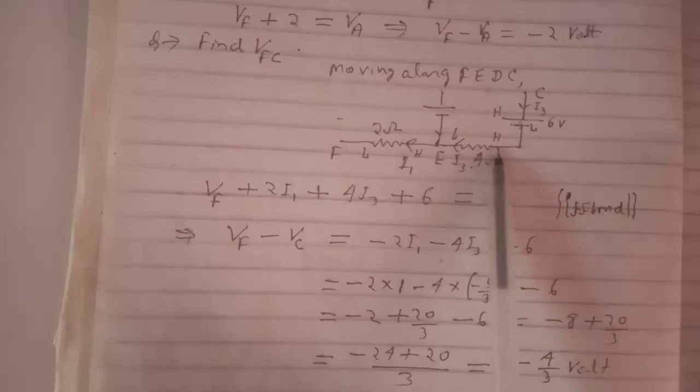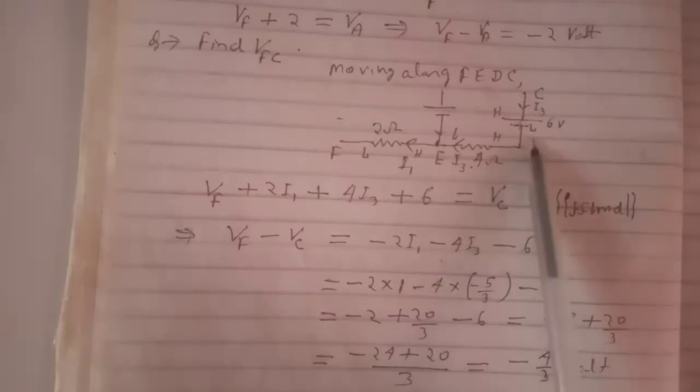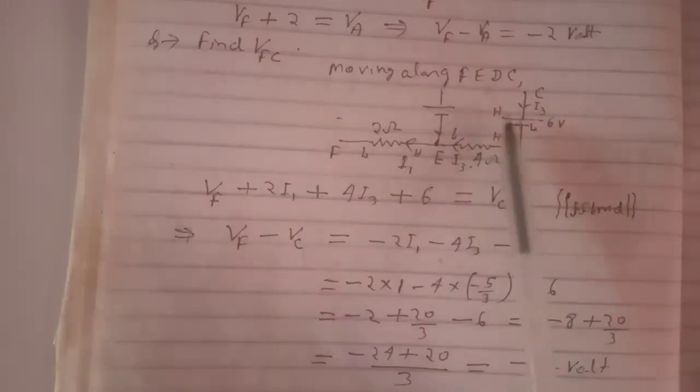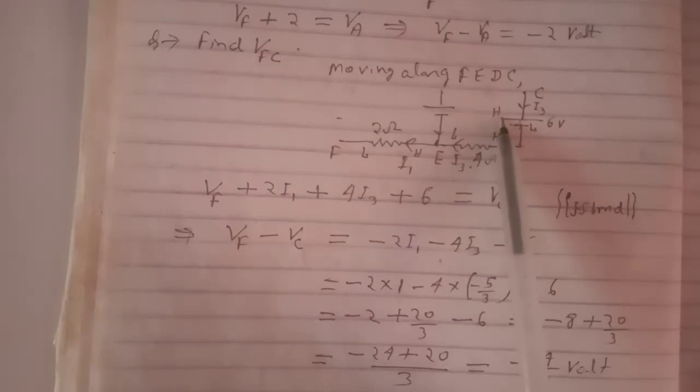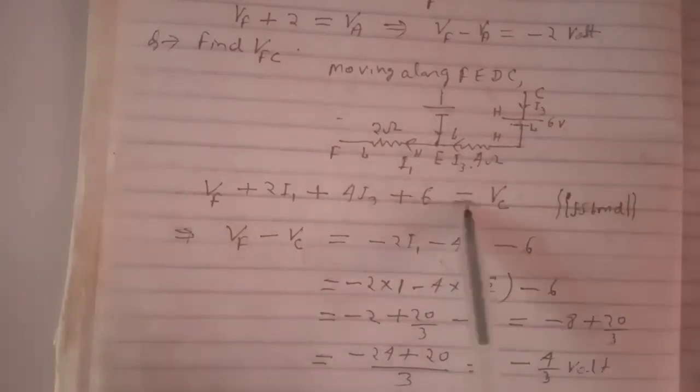Now again moving in this direction, this is at higher and this is lower, so final minus initial will be positive, so plus 4I3. The current is I3 and the resistance is 4, so 4I3. And again moving in this direction, this is the positive plate and this is the negative plate, so it will be higher and lower. Higher minus lower will be positive, so plus 6 equals the potential of C, so Vc.